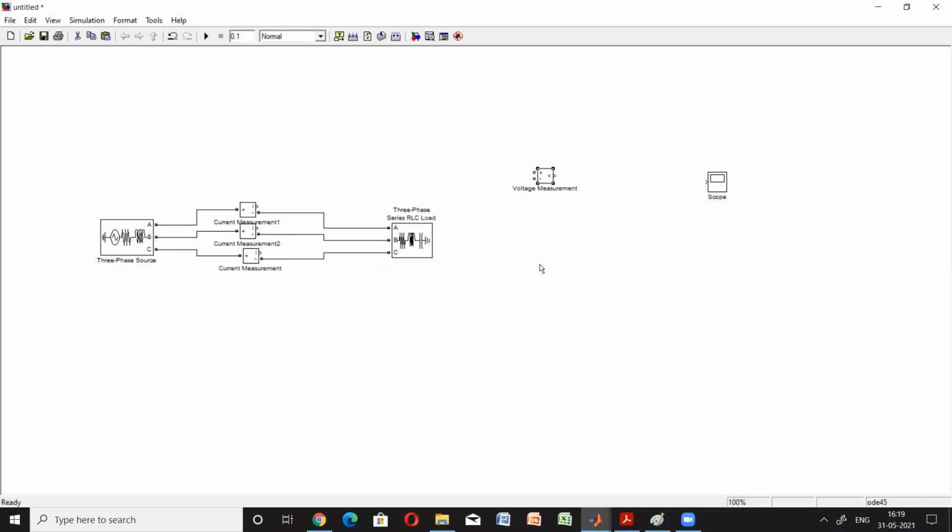Similarly, suppose we have three voltmeters. I am taking three voltmeters: one here, one there, and one there. Suppose I connect this voltmeter with the A and B phases. I am naming this voltmeter VAB.